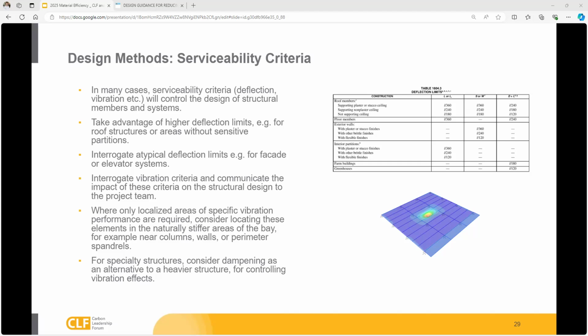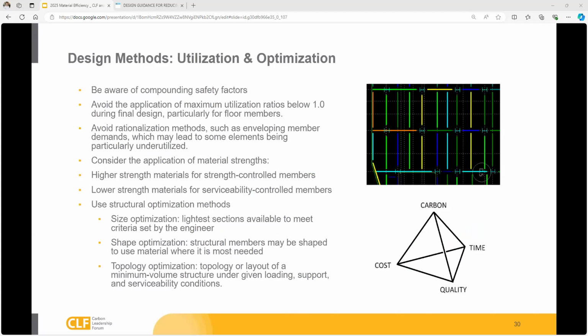Vibration design is a bit of a dark art, but really it's important to interrogate the criteria, communicate the impact of these criteria, and refine them in order to highlight the carbon impact of vibration criteria. You can consider damping as well as an alternative to stiffening your structure. That will generally be a more carbon efficient approach.